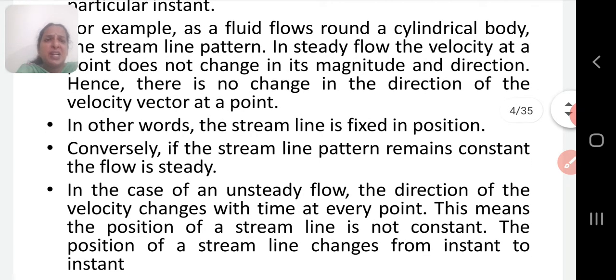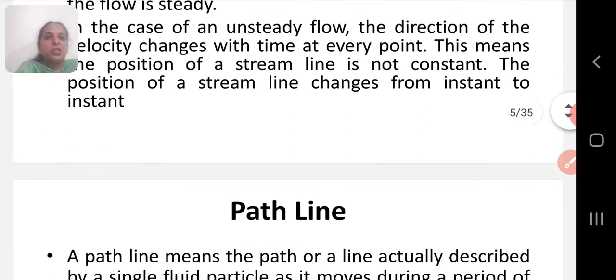But in case of an unsteady flow, the direction of the velocity changes with respect to time. The velocity, pressure or density, everything changes with respect to time. That means the position of the streamline is not constant, and it changes from instant to instant. So these are the main properties of the streamline.